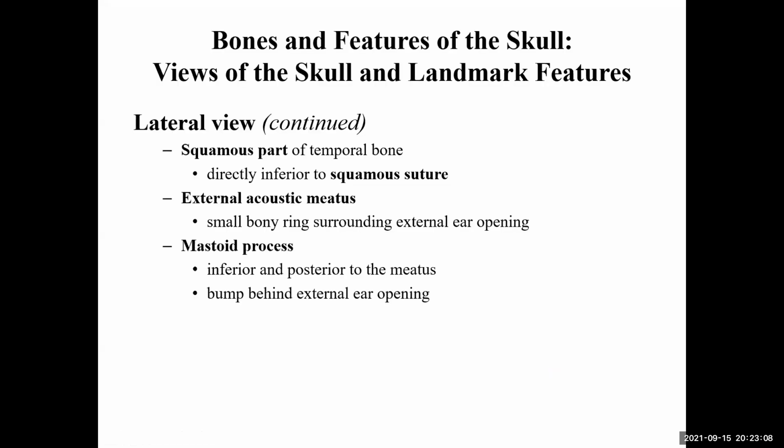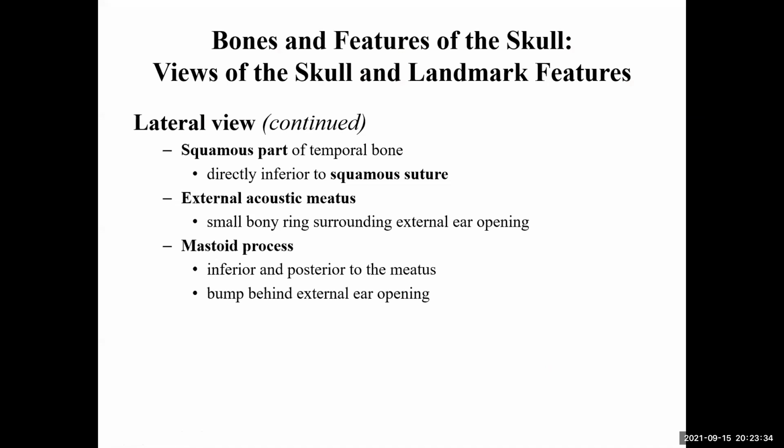All right, staying on the lateral view, we're going to be seeing a couple other structures on the temporal bone. You have the squamous part of the temporal bone. Remember when we were talking about squamous cells? What did a squamous cell look like? It looked flat. So this part of the temporal bone is just a flat surface.